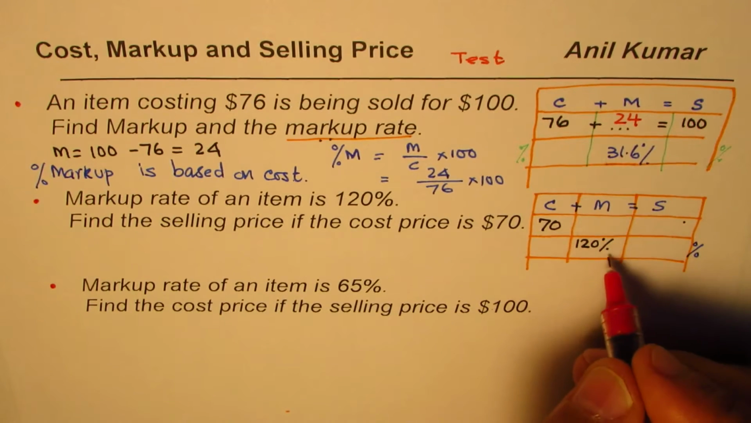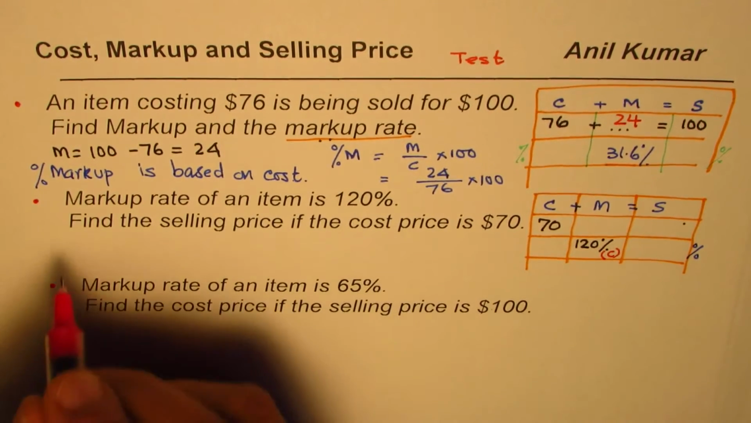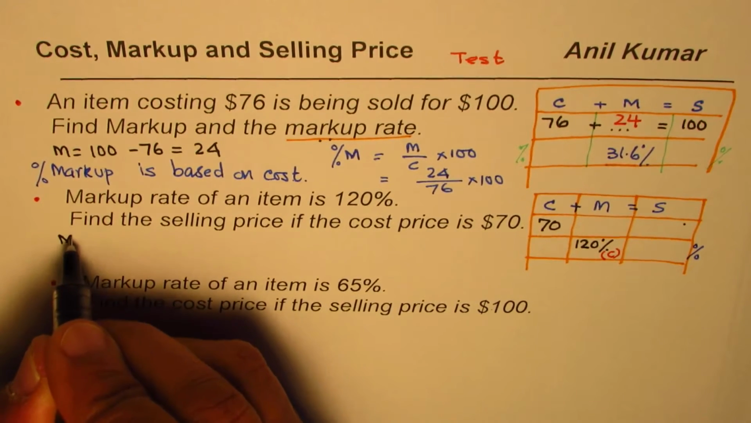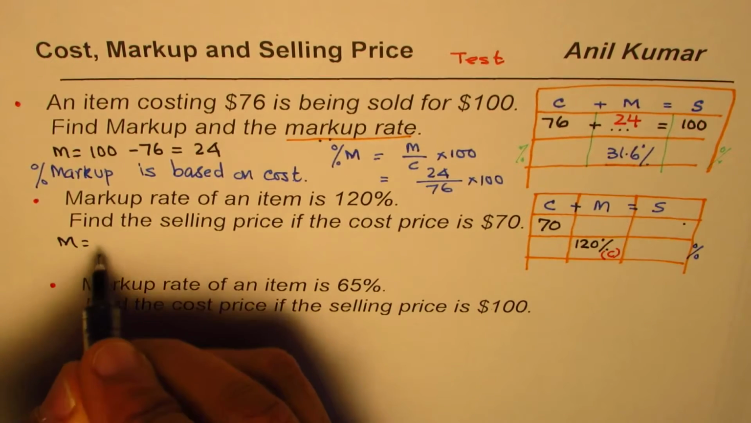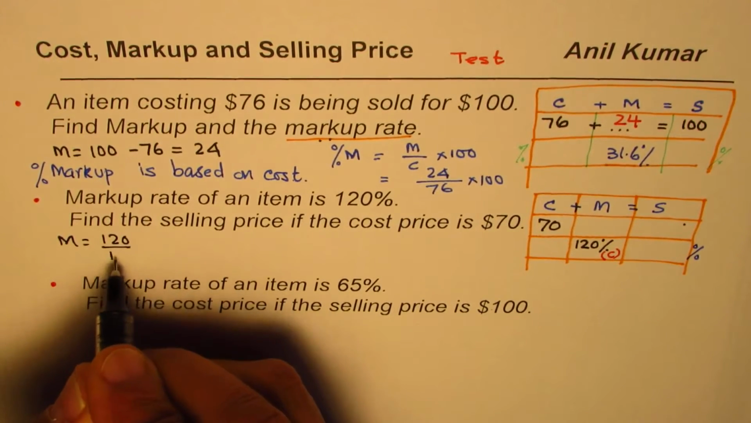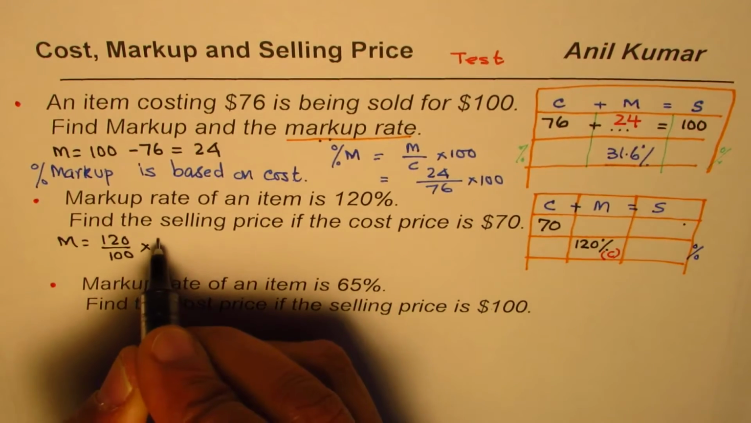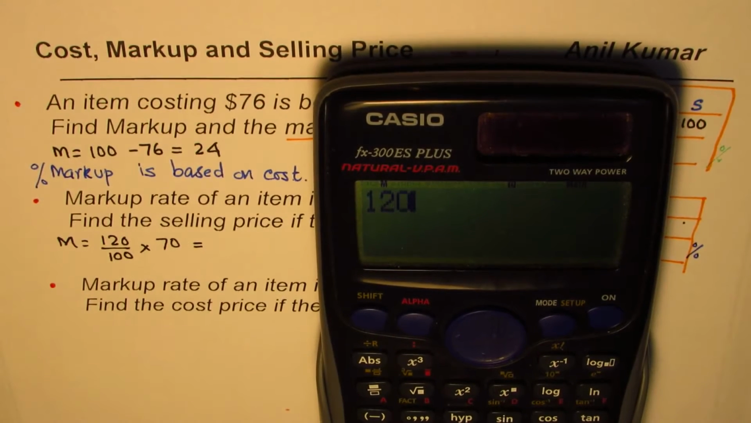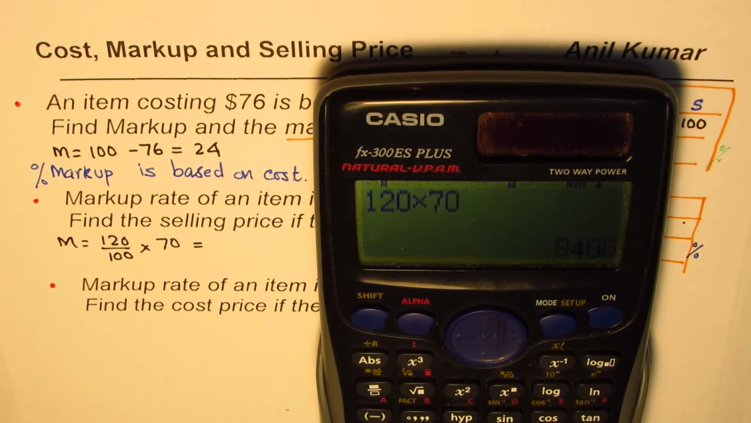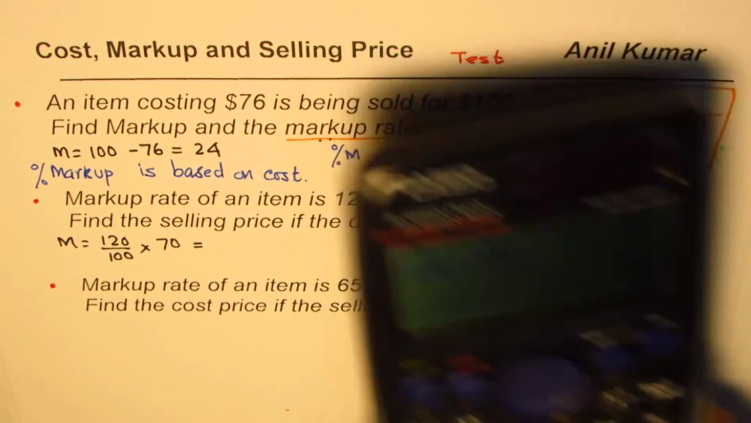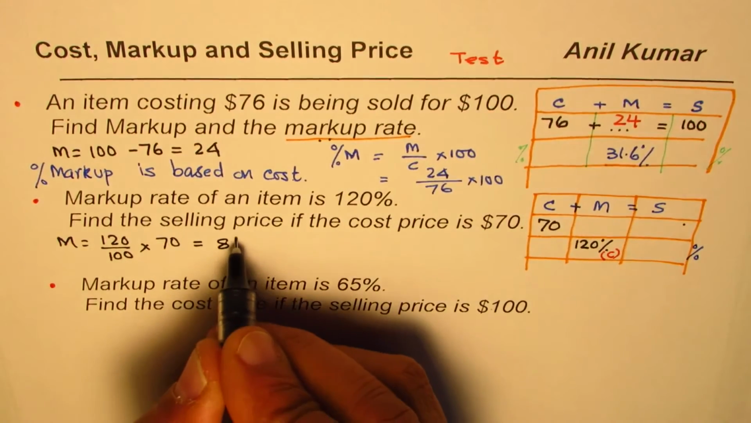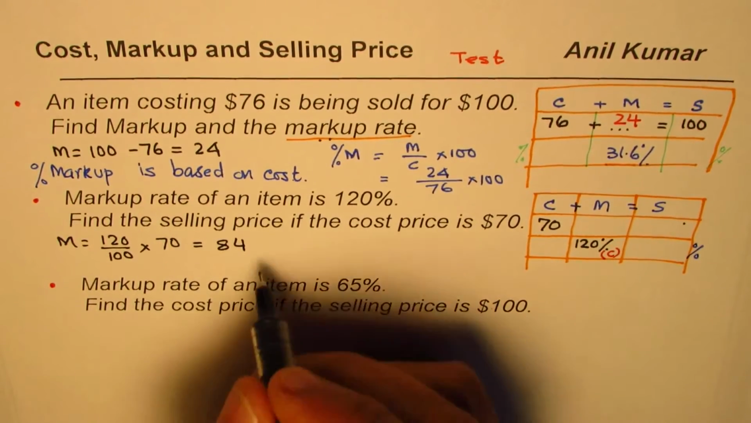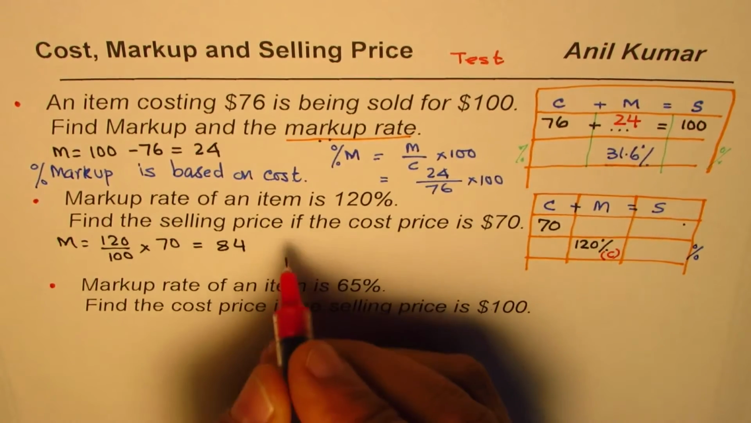As you know, markup is based on cost price, right? So what is 120% of 70? That is markup, right? So M, the markup, is equal to 120% of, which means times, 70, right? Let's calculate. So 120 times 70 divided by 100 gives us 84. So we get a value of 84, right? So at times what you can do is you can use decimal values also. That is to say, let me write down an alternate method, right?